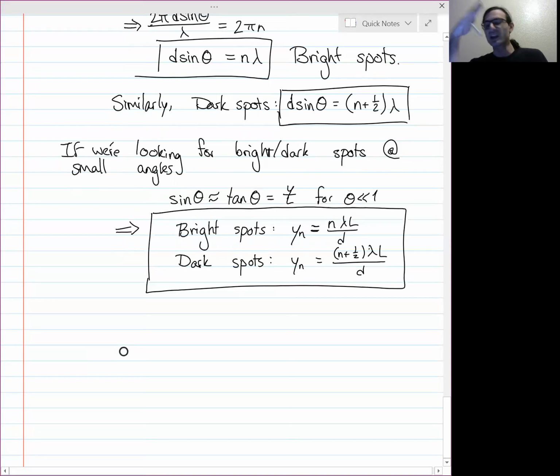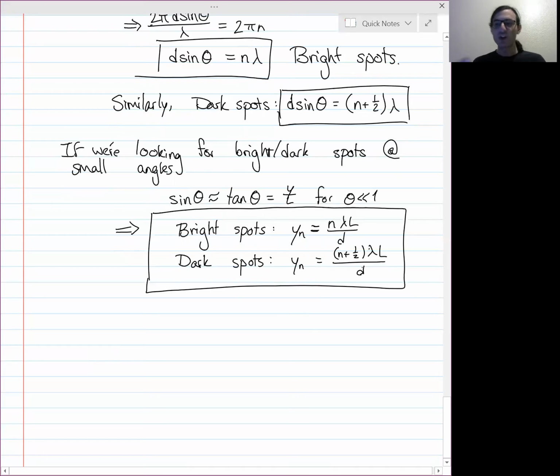will occur slightly to the right of the central bright spot, at a slightly higher value of y. Because if you plug in n equals 0 here, you get lambda over 2 times L over d. And so the idea here is just that you can map out precisely where the bright and dark spots are just based off of the integers.